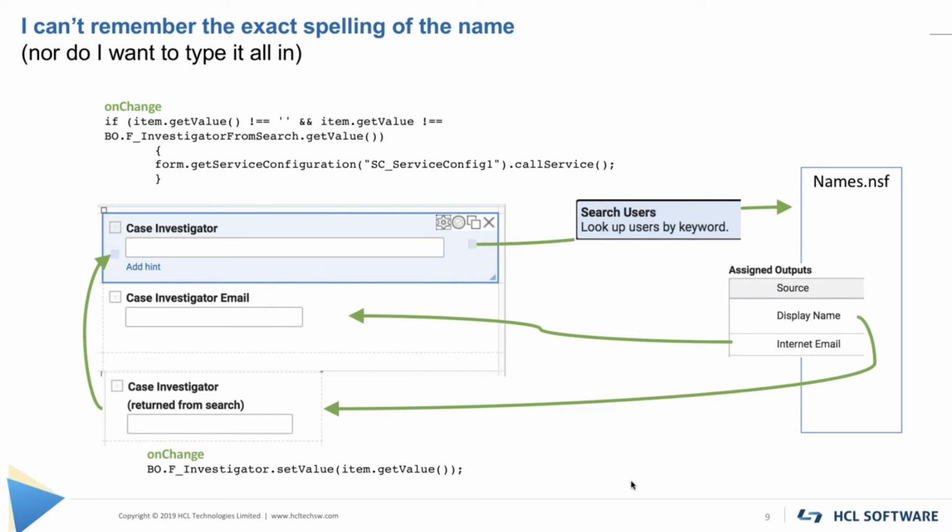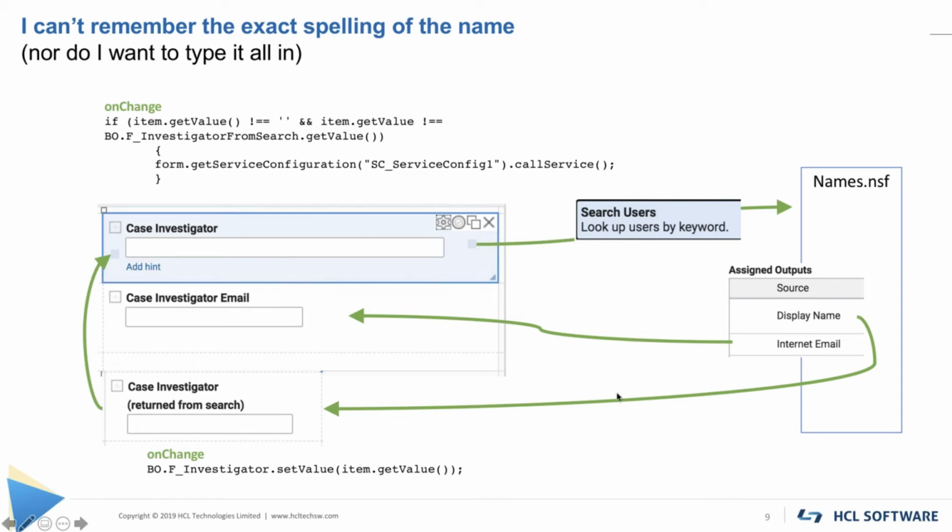So what I'm going to do is I'm going to let you type in one character you want, and I'm going to go find what I can out of the directory, and then I'm going to put it into this field called case investigator returned from search, and then I'm going to push it into the case investigator field. But I'm only going to call this service if the value here in case investigator doesn't equal what is returned and is not blank. So you can see if item get value is not blank, and if it's not this, then call the service. All right.